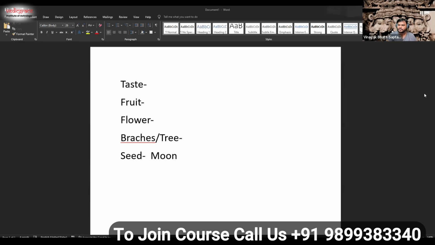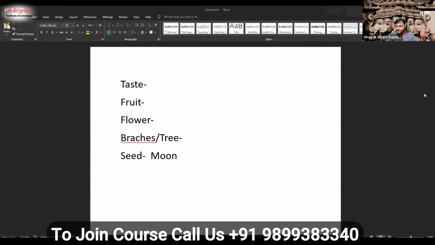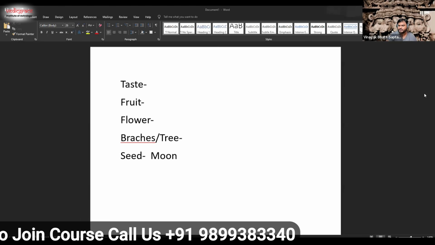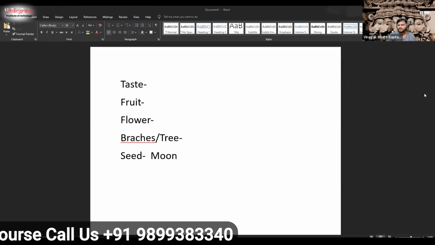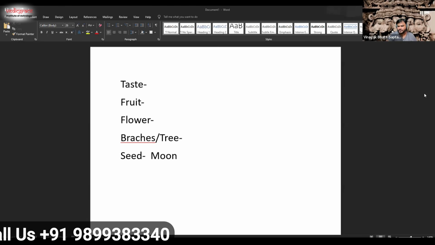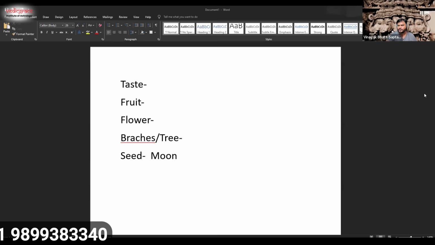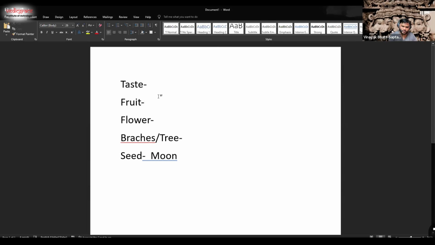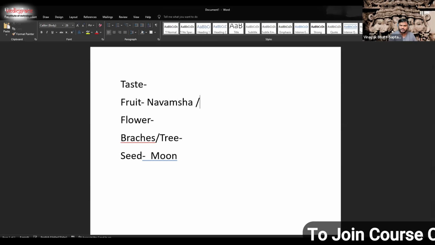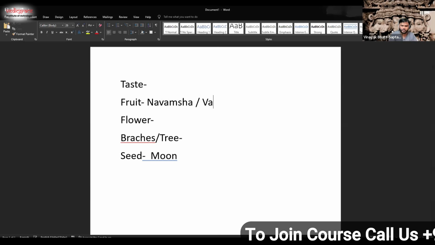Because of the moon's Krishna Paksha and Shukla Paksha, the brighter half and the darker half, all planets gain and lose strength. That's why the moon has a greater importance everywhere. The moon is a seed. You know, the fruit is Navamsha. Fine. But I'm saying not only Navamsha, but all Vargas.